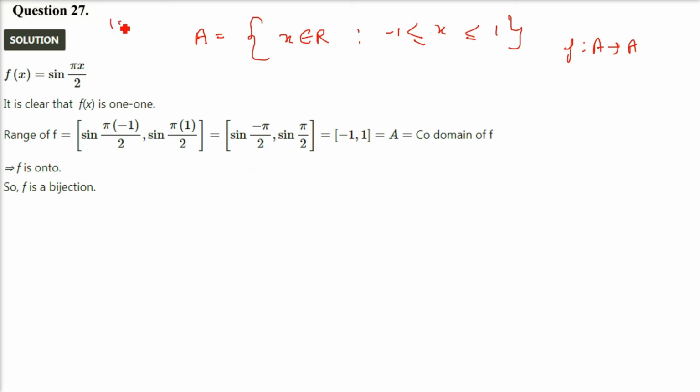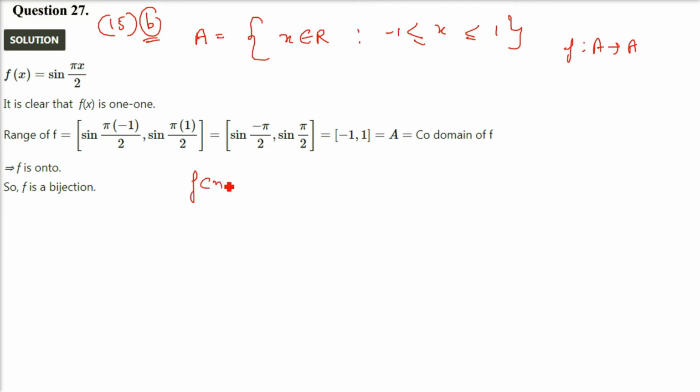You'll see, maybe the question may differ in your edition, but just remember, wherever you get sine pi x by 2 in the previous discussions, that is the discussion we are having right now. Let me give you an idea of how this is a bijection, because it has to be 1 to 1.